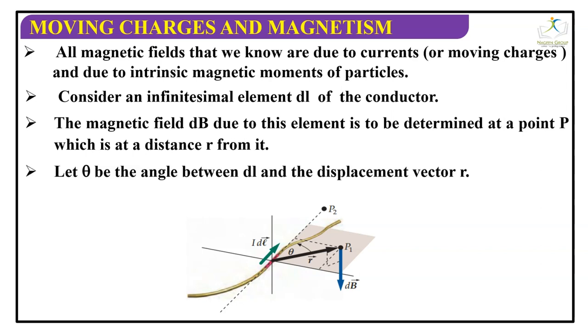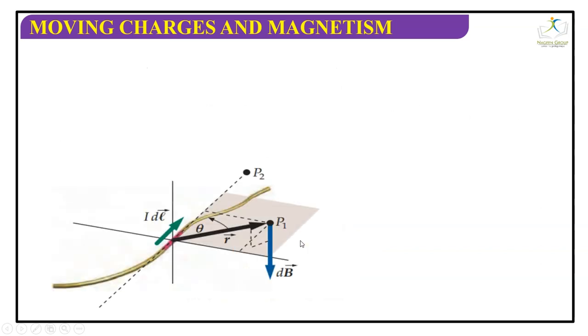Now let theta be the angle between dl and the displacement vector r. I'm just elaborating: this is a small element, and this is the particular point P where we have to calculate the magnetic field. This point P is located at distance r, so from this distance r to that conductor, they make an angle theta. I hope this much is clear to you.